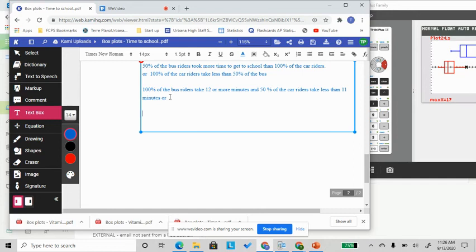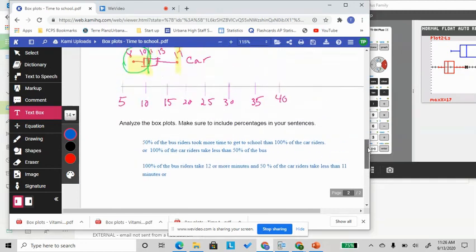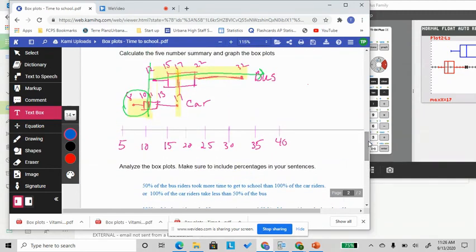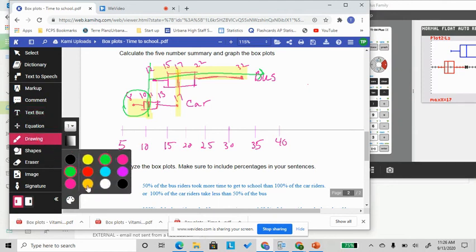You could also say something about the 75% also. So if we go back up here, 75, I can say something about this right here too. Let me do a little drawing. Let's use black. Do you see this right here? This is another thing you could also say. Do you see this 13? So you could say that 75% of car riders take 13 minutes or less, where 75% of bus riders take 14 or more.